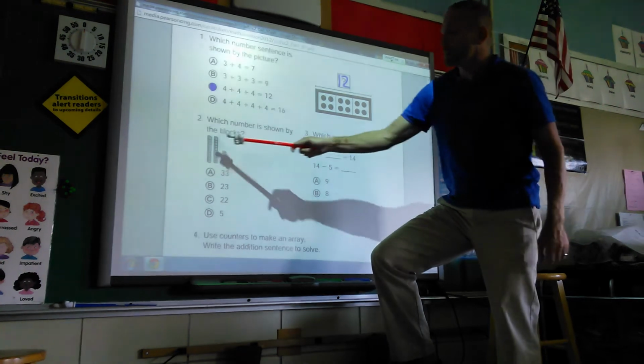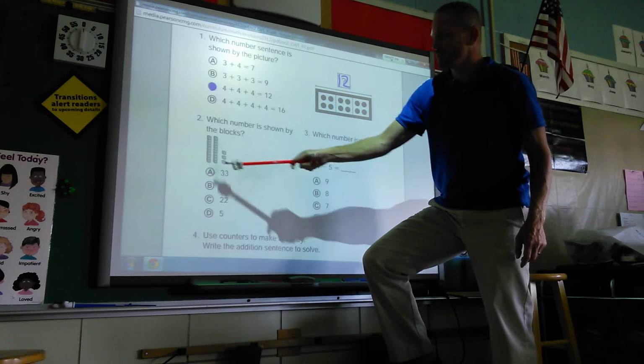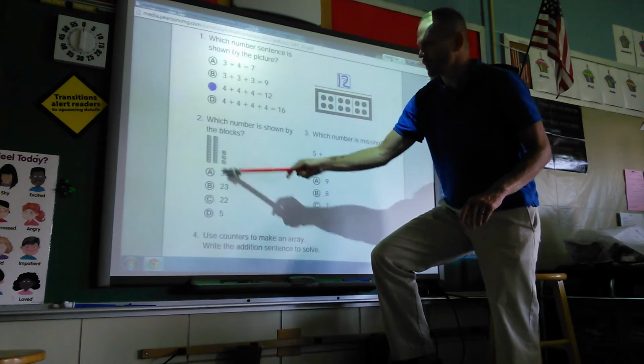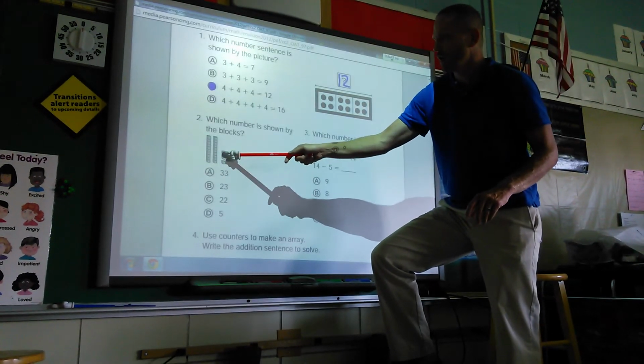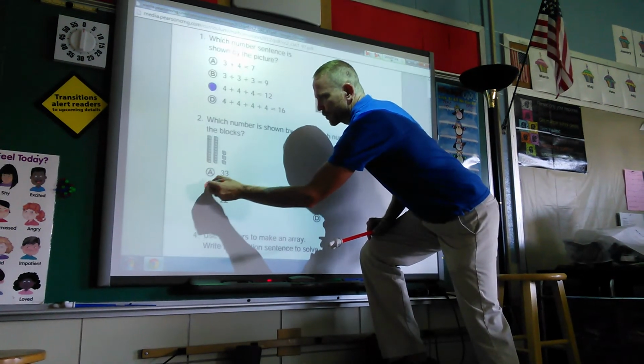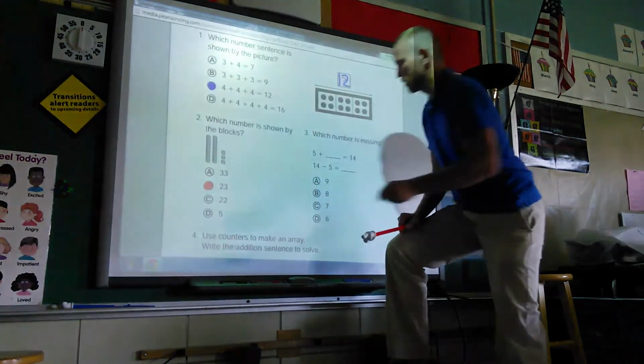Okay, if you're looking at this, this has 1 group of 10 and 2 groups of 10, and then it has 3 ones right there. So which number down here shows 2 groups of 10 and 3 ones? The answer to that would be 23. Okay?